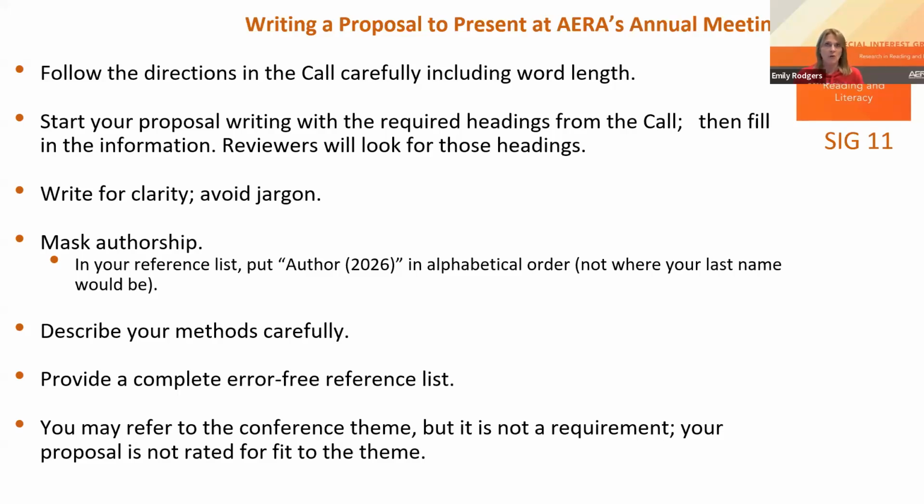Reviewers want to know, what codes did you use? What codes did you put together? What codes did you decide to drop and why? What did you end up with and how did you get there? And then all that will help folks understand your findings. It's just good writing. Provide a complete error-free reference list.